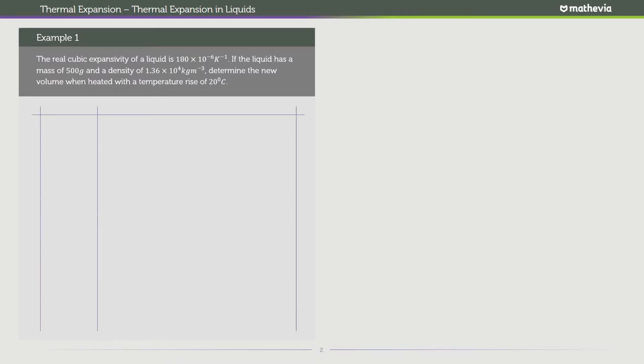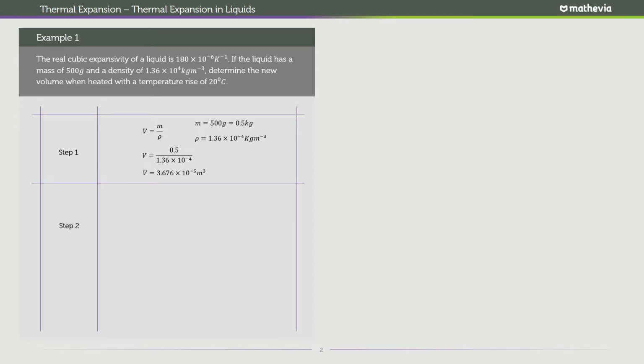Since we're asked to find volume, the first thing we need to do is find the initial volume of this liquid, and to find the volume, we simply divide mass by density. Our mass is 500 grams, which is 0.5 kilograms, and our density is 1.36 times 10 to the power of 4 kilogram per meter cubed. When we divide that, we end up with a volume of 3.676 times 10 to the power of minus 5 meters cubed.